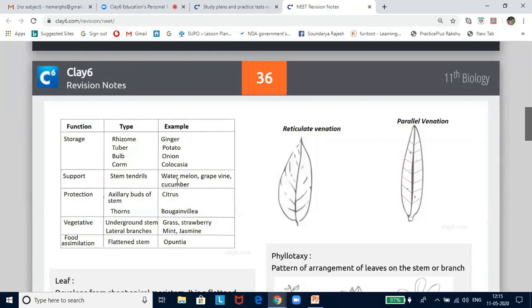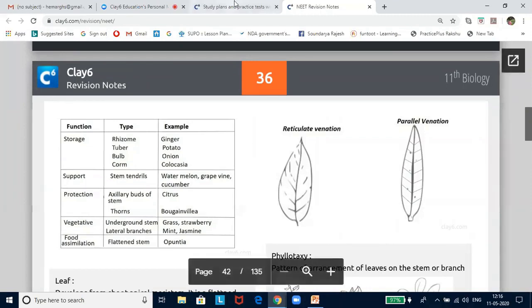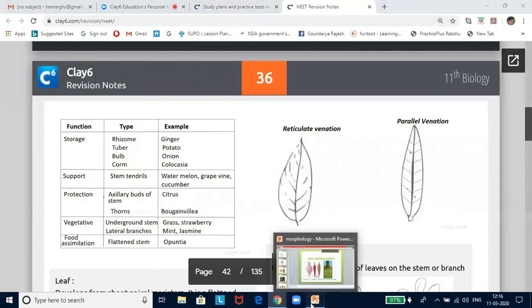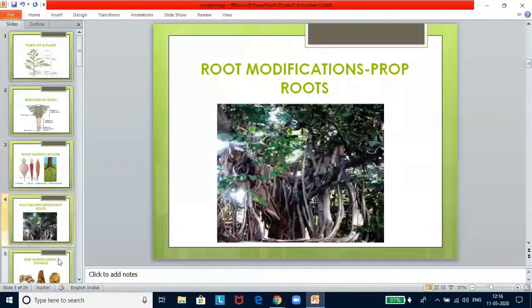Now, food assimilation. If you look at xerophytic plants, all the opuntia, the food is getting assimilated, as a result of which the stem becomes very thick, and it even takes up the function of photosynthesis. So this is about the flattened stem that is opuntia. Now let us look into stem modifications.